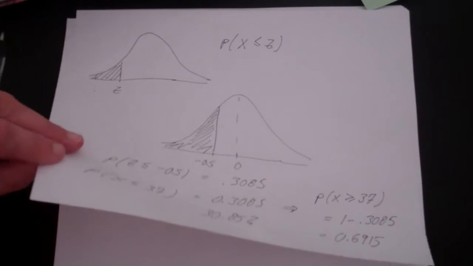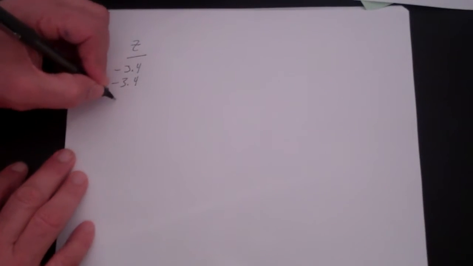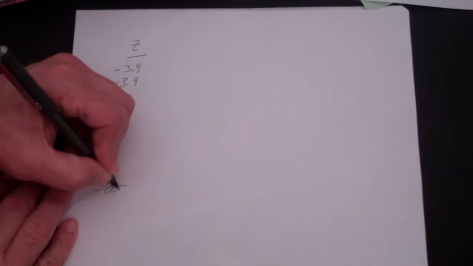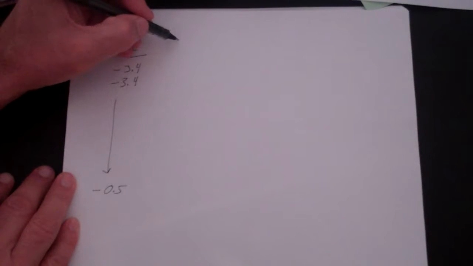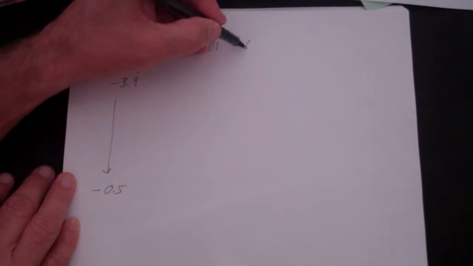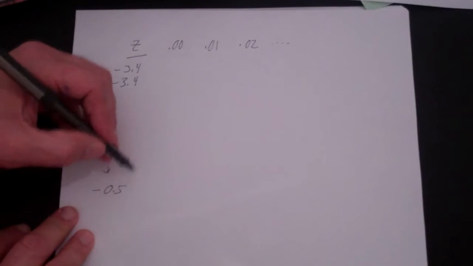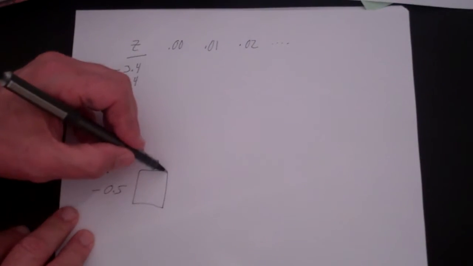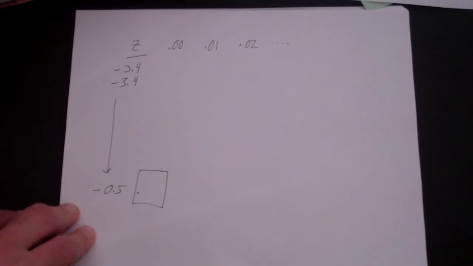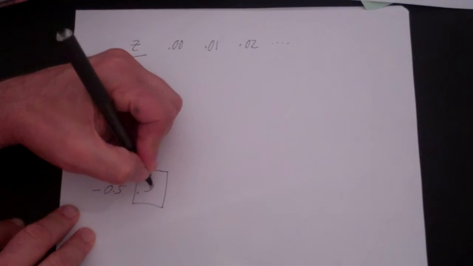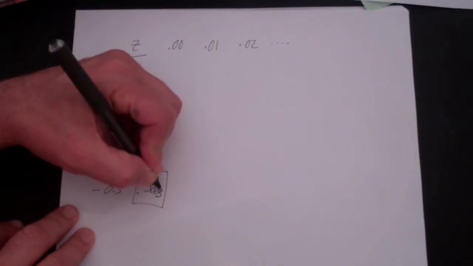Now, the way that standard normal tables are usually done is there's a z-score here. In this case, it starts out with minus 3.4, minus 3.3. We go all the way to minus 0.5. And then as you read across, you have 0.00, 0.01, 0.02, etc. We have 0.00, so that's that figure right there, and that's where we get the number 0.3085.